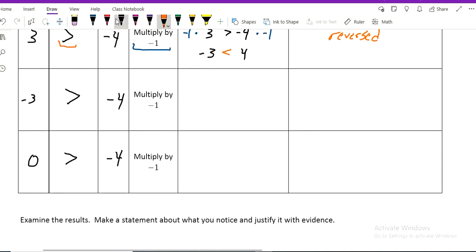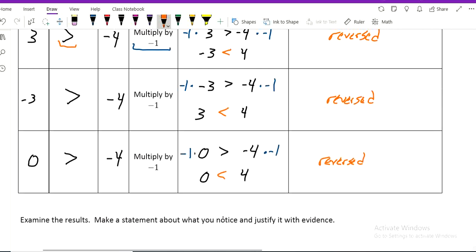Okay, so on this one you should have done negative 3, symbol there, negative 4. That should have come out to be positive 3 and then positive 4. And then you should realize, uh-oh, symbol reverses again because 4 is greater than 3. So we would say reversed. And there we have the next one. So again, this one we should also have found to be reversed.